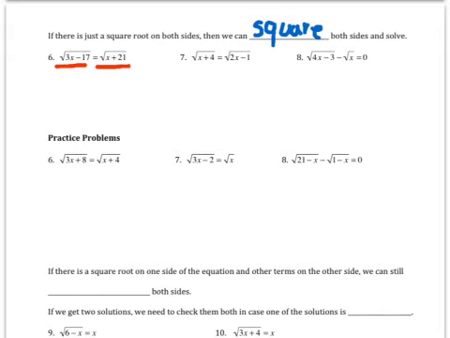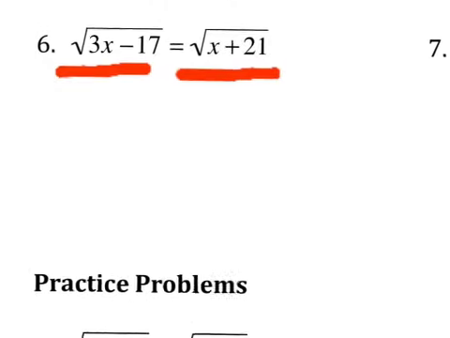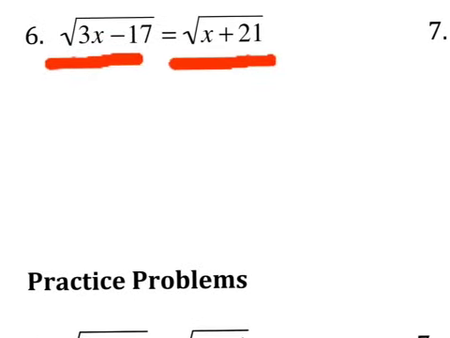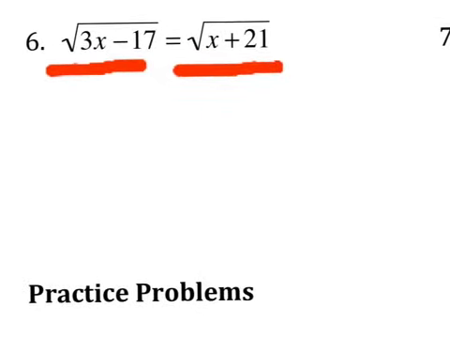So I'm going to, let's zoom in on this problem a little bit first. There we go. Sorry if that's making you dizzy. There, that gives us a little bit more room to work. So we're going to square both sides. So we have 3x minus 17 equals x plus 21, since the square just takes away the square root.